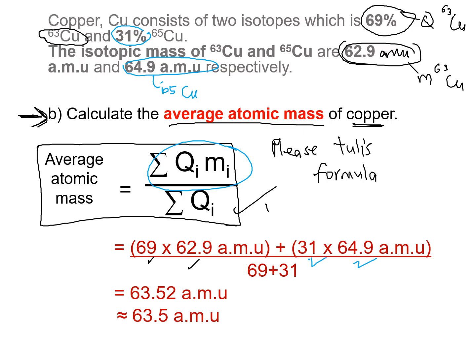Kalau ada dua lah. Kalau tiga. And then bahagikan dengan the summation of percentage abundance, which is 69 campurkan dengan 31. And finally, you will get the answer in atomic mass unit. Okay? Sebab kenapa? Mana kamu dapat atomic mass unit ni? You dapat atomic mass unit ni from isotopic mass. Alright, mass of the isotope. Mass of isotope kena in atomic mass unit. Okay.